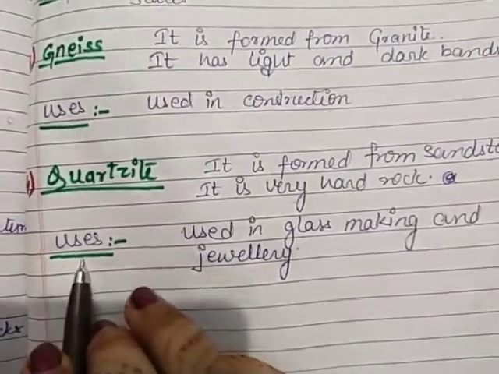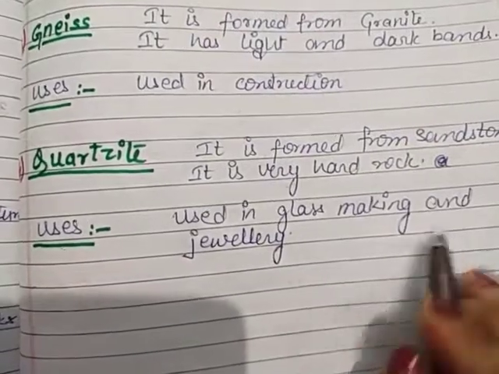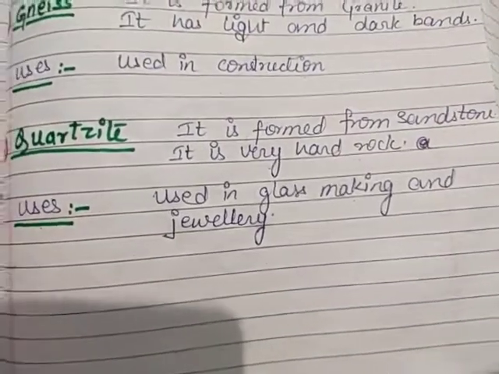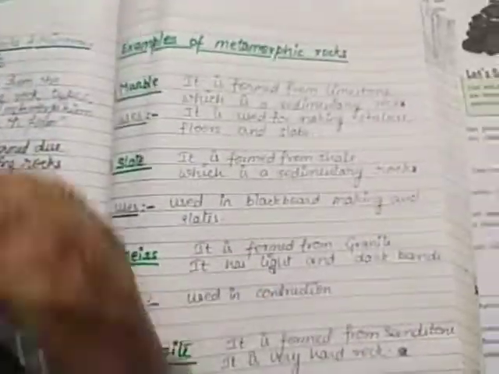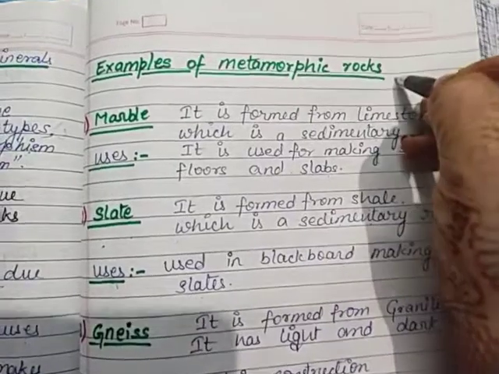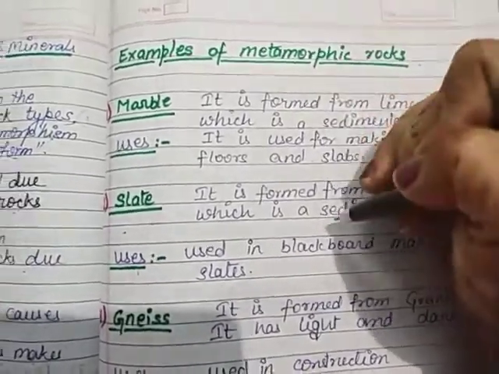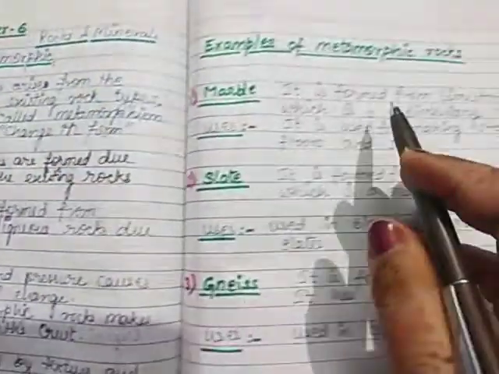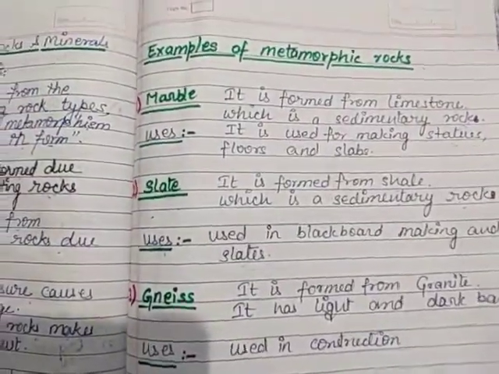And where is it used? It is used in jewelry making and glass making. So children, this is all about the examples of metamorphic rocks. I hope you all have understood what metamorphic rock is and what the examples of metamorphic rocks are.